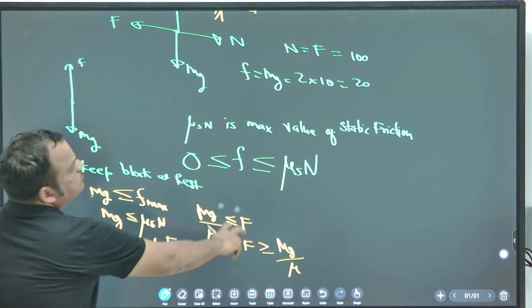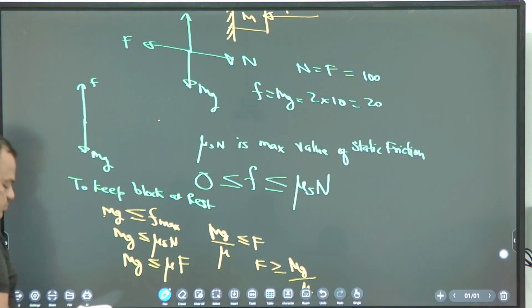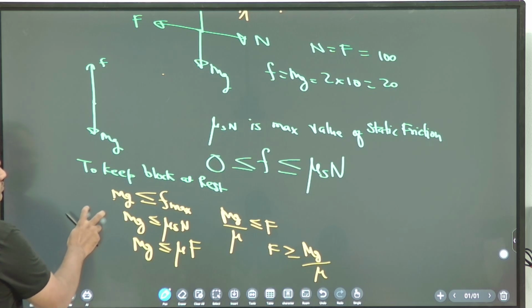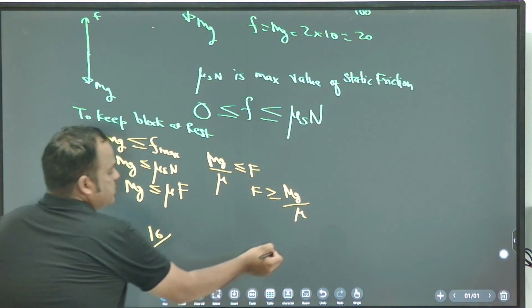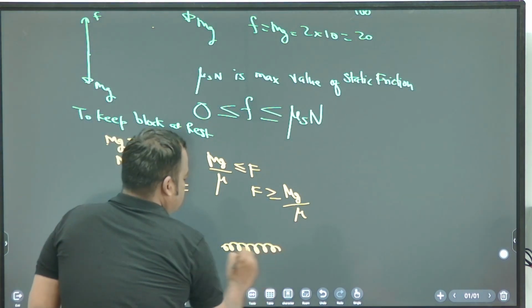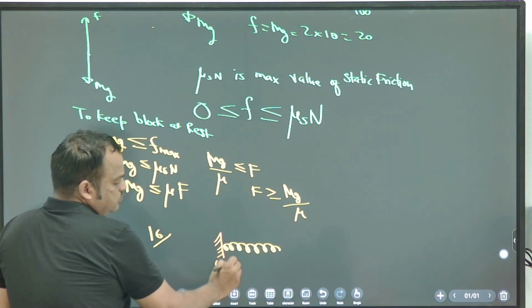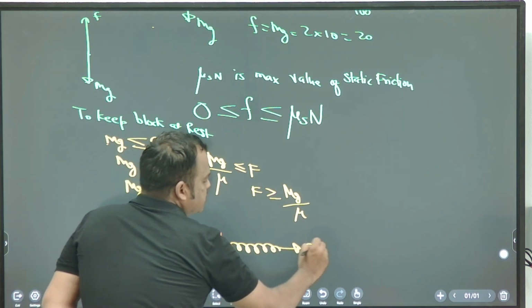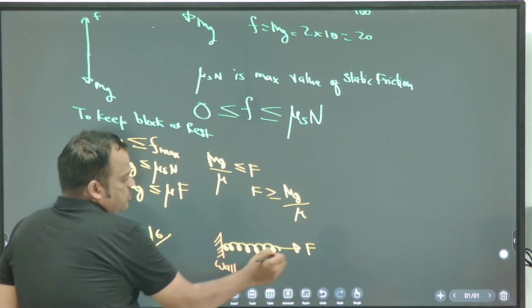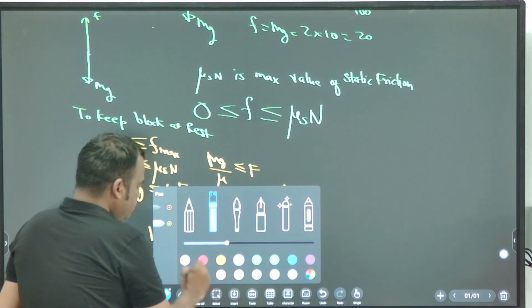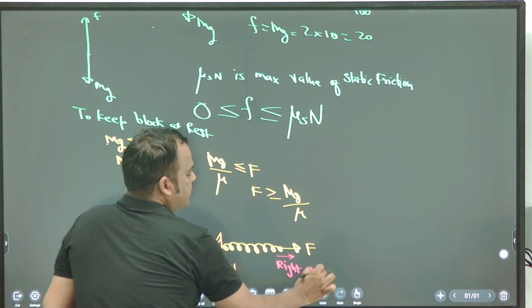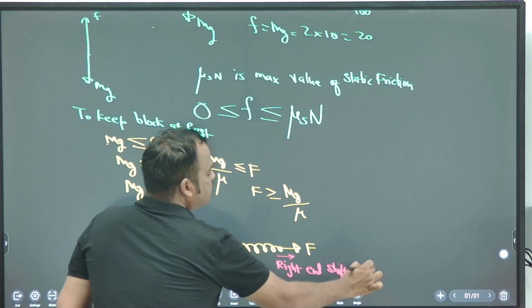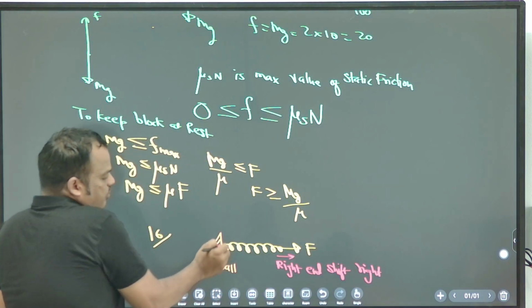Okay, next question. Sixteen. See, this is the spring. If the left side is fixed to the wall and on the right side you are exerting force F, you are stretching the spring. So the right end will shift to the right side.